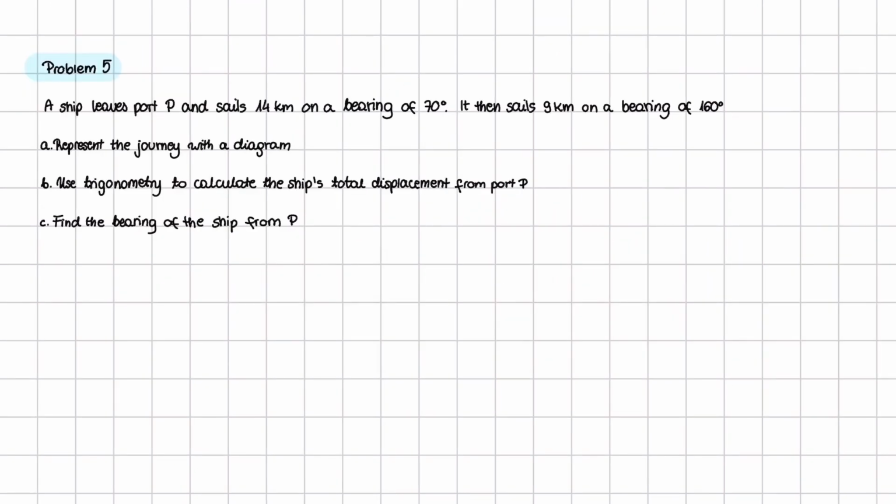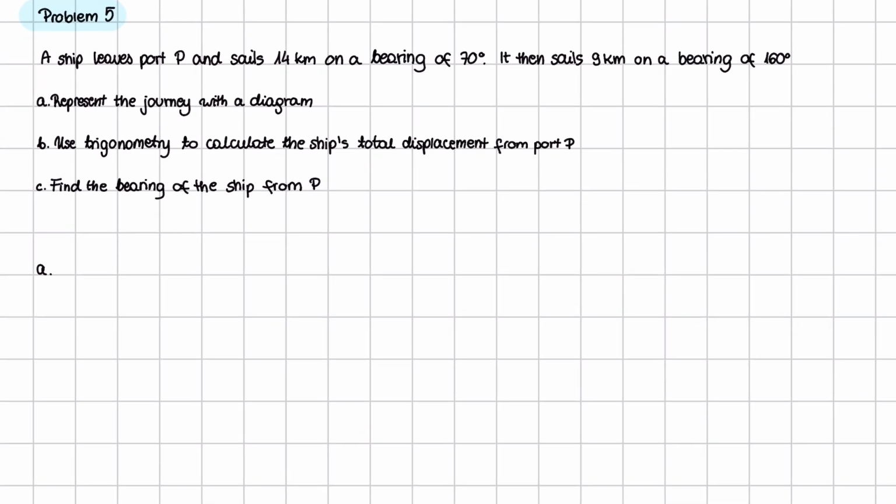Problem 5. A ship leaves port P and sails 14 kilometers on a bearing of 70 degrees. It then sails 9 kilometers on a bearing of 160 degrees. A. Represent the journey with a diagram. So let's firstly draw everything we are given in our comments. So we will start from port P.